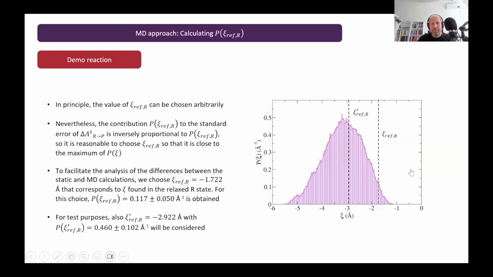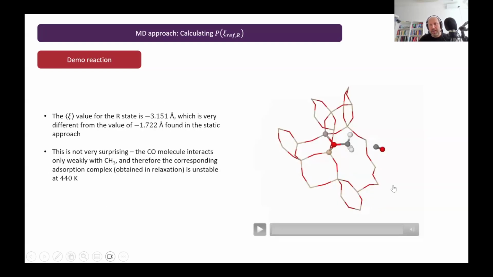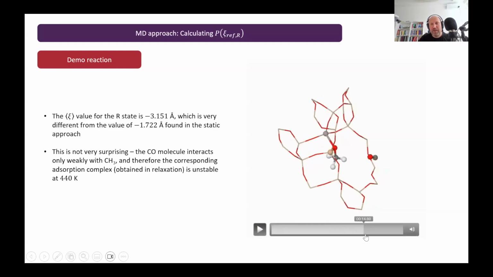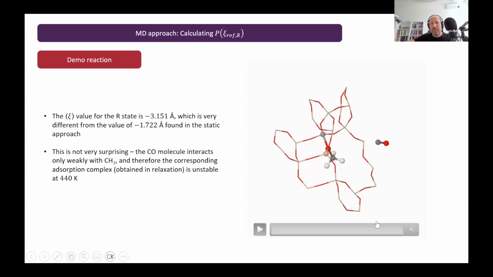Now you could notice here that the structure of the reference reactant state in the static approach is very different from what we see in molecular dynamics. So in molecular dynamics, we generated structures, the majority of which are very different from the potential energy minimum. Okay, so why is that? The thing is that in the static approach, at 0 K, what we created is this kind of adsorption complex where carbon monoxide interacts with the methyl group. But this interaction is weak. It's not strong enough to stabilize that system at the relatively high simulation temperature that we used. And during the simulation, carbon monoxide simply flies away.